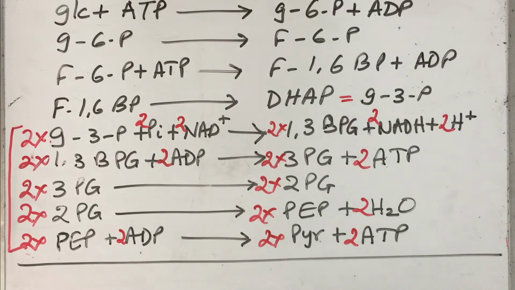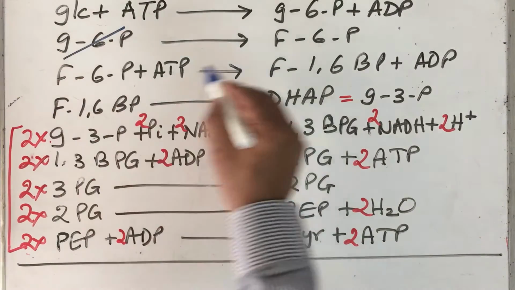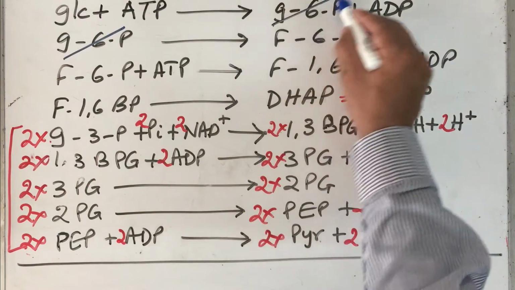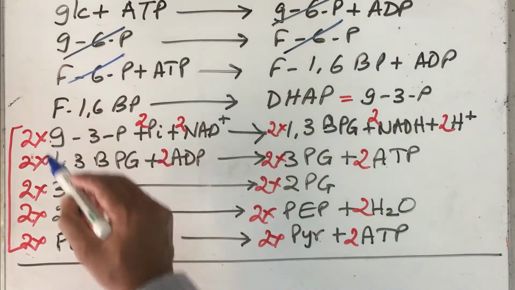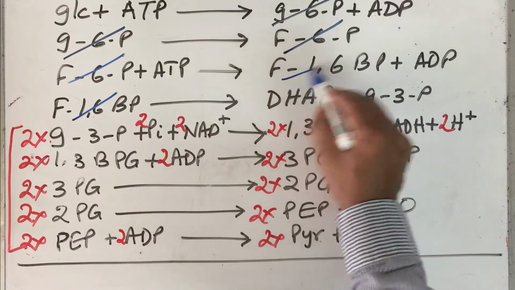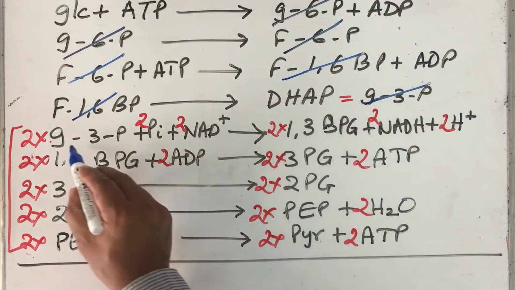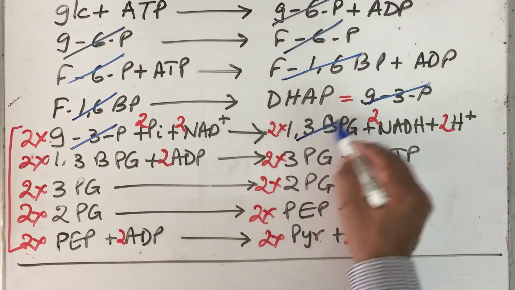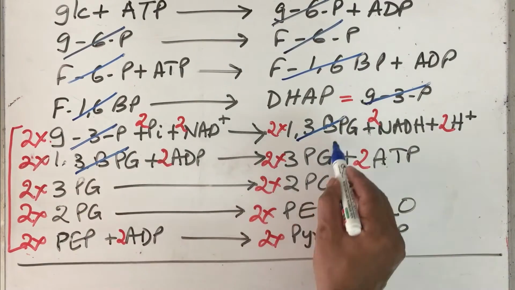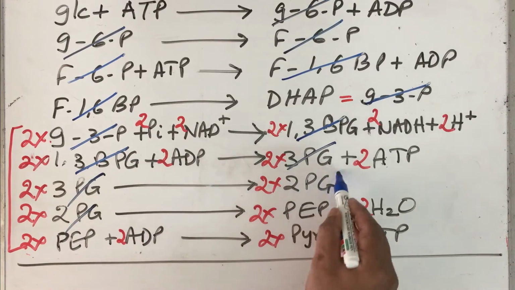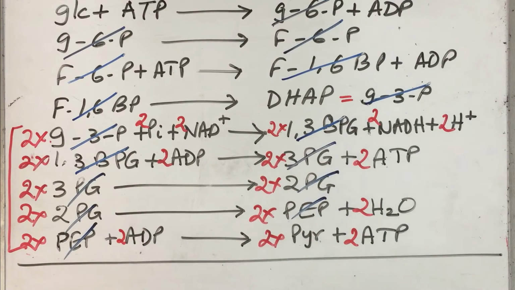Now we can find out whatever is common on either side of the arrow sign, we cancel it. For example, here is an ATP, glucose 6-phosphate. This also cancels, this is cancelled, and this is cancelled. This is one and the same, glyceraldehyde 3-phosphate, so we cancel it here. 1,3-bisphosphoglycerate is cancelled, 3 PG is cancelled, 2 PG is cancelled, PEP is cancelled, that is cancelled. I believe now whatever is common, we have cancelled it.